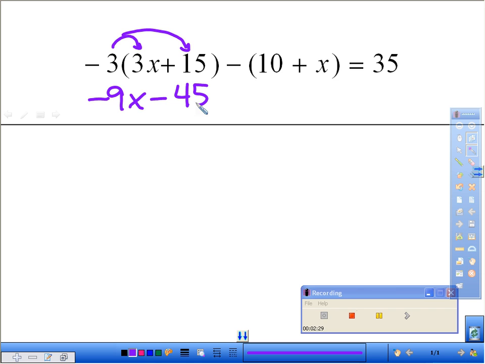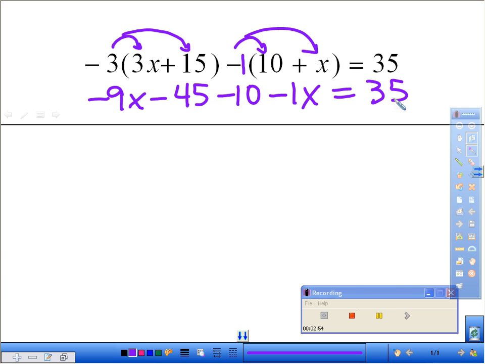Now this next set of parentheses, there's no number in front of it, but there's a negative sign. It might help if you put a 1 there so that you know that you're distributing a -1 to every term inside the parentheses. -1 times 10 would be -10, and -1 times x would be -1x, and all of this equals 35. So the first step was to distribute.